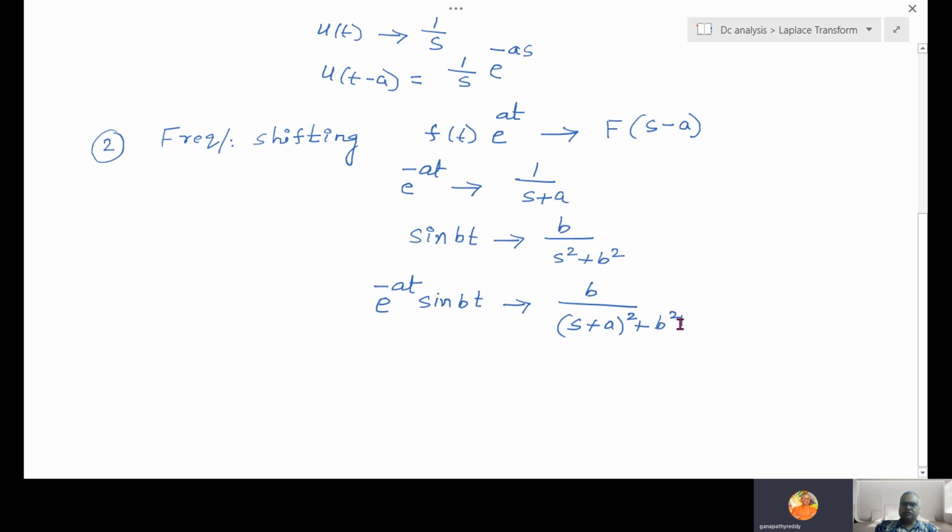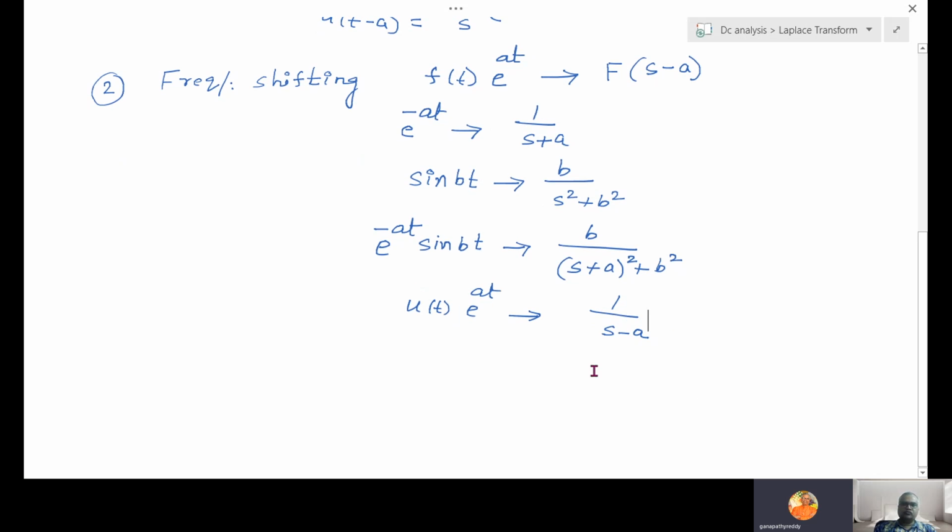It can be any function we can write, like u of t e power 8t. So what is u of t transform? 1 by s. So u of t is 1 by s, and that is multiplied with e power 8t, so s minus 8. Like this. Because e power minus 8t, then you'll get s plus 8. That is the frequency shifting property.